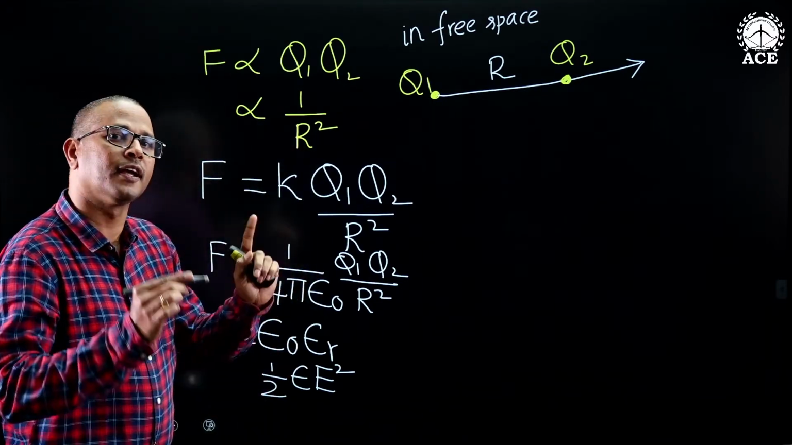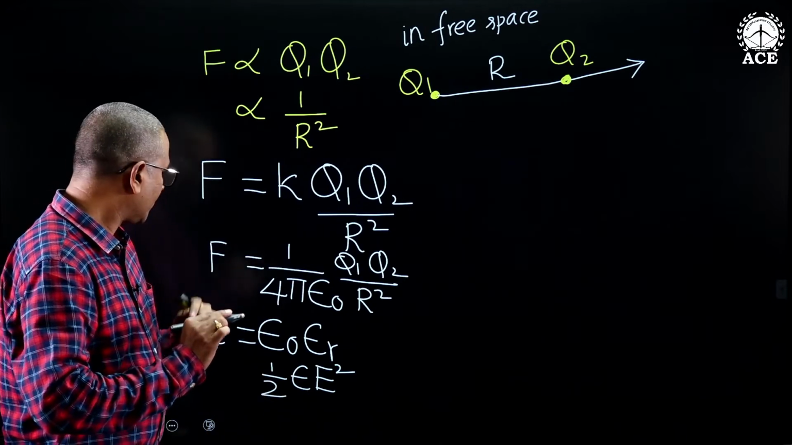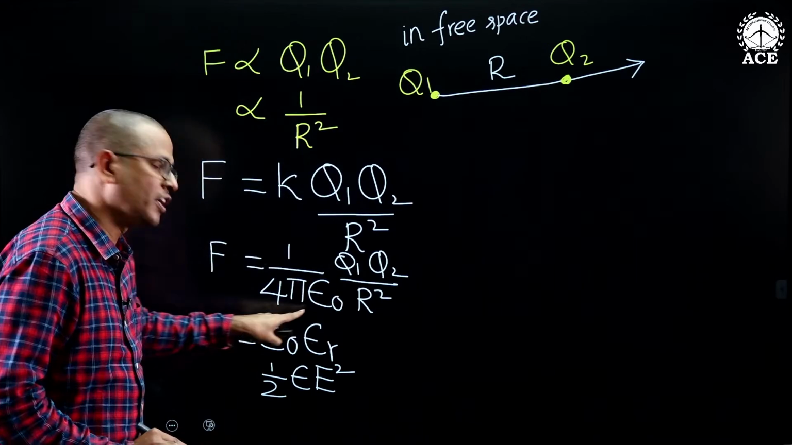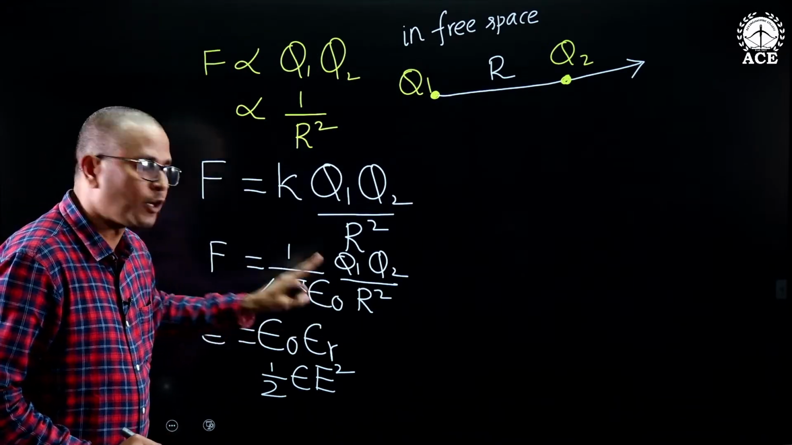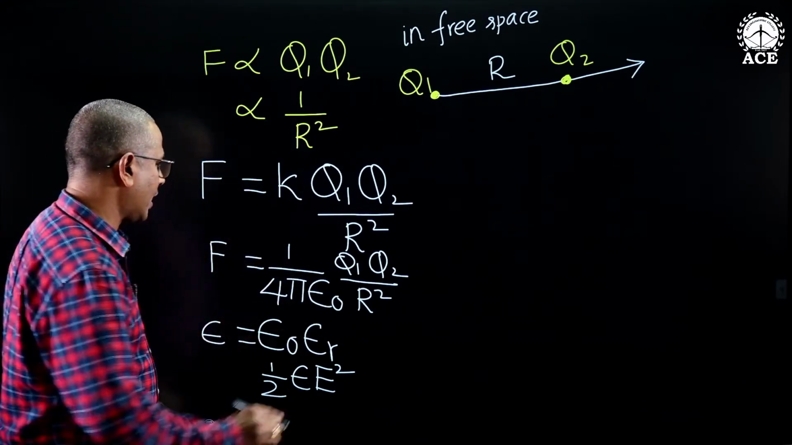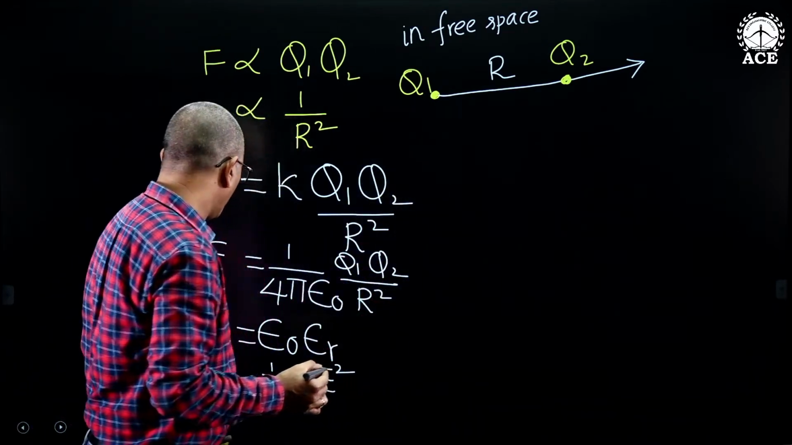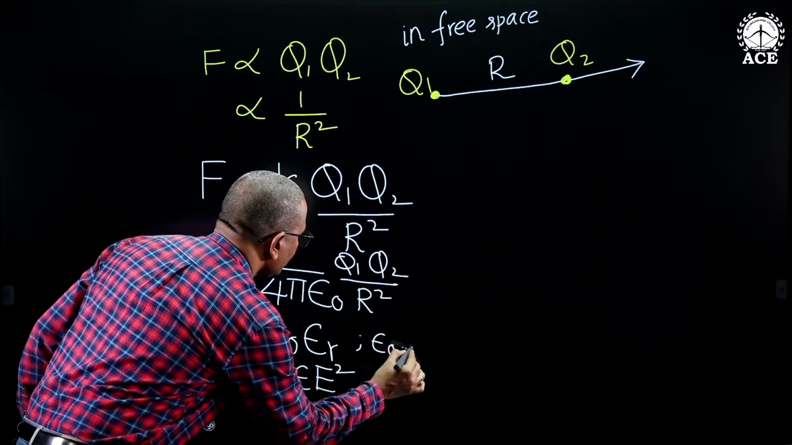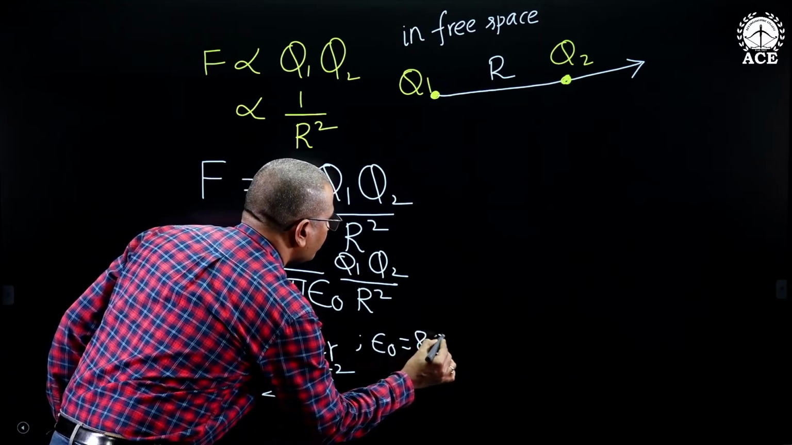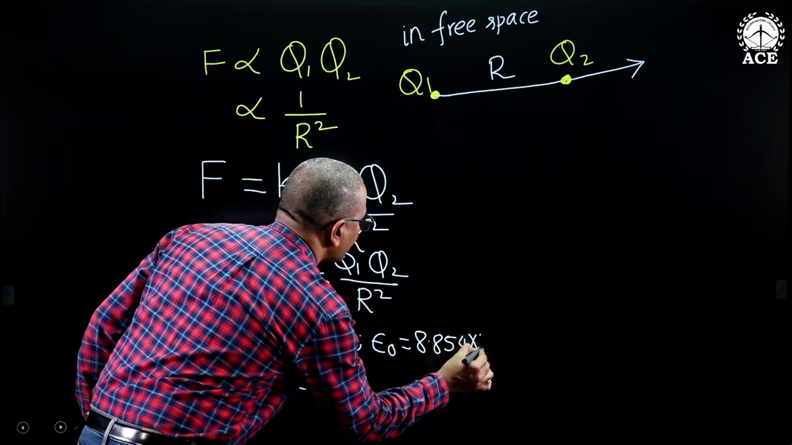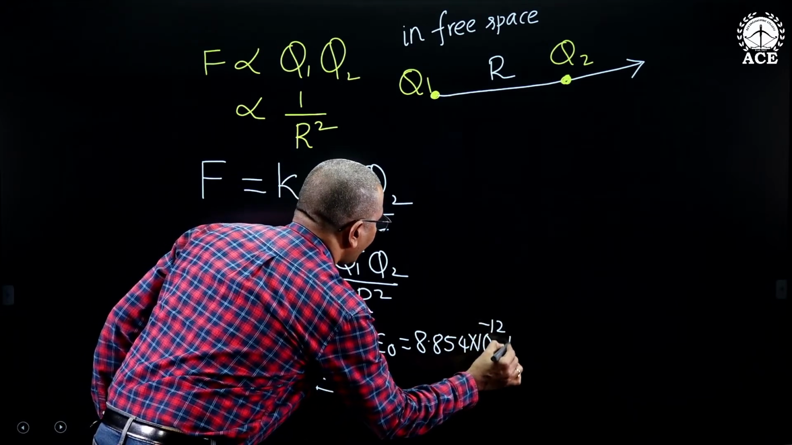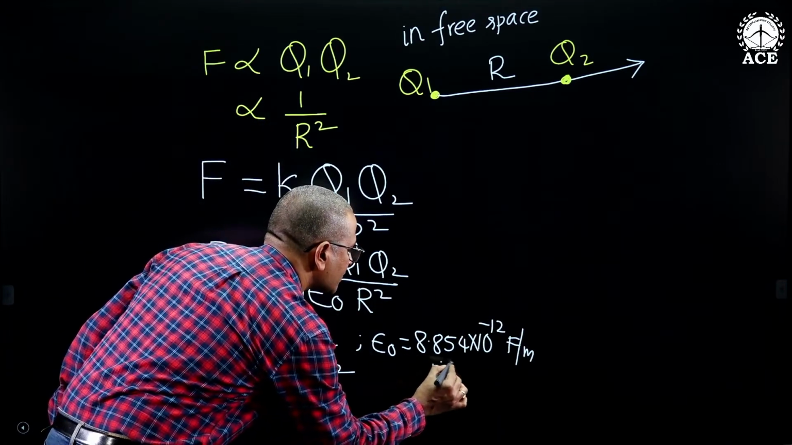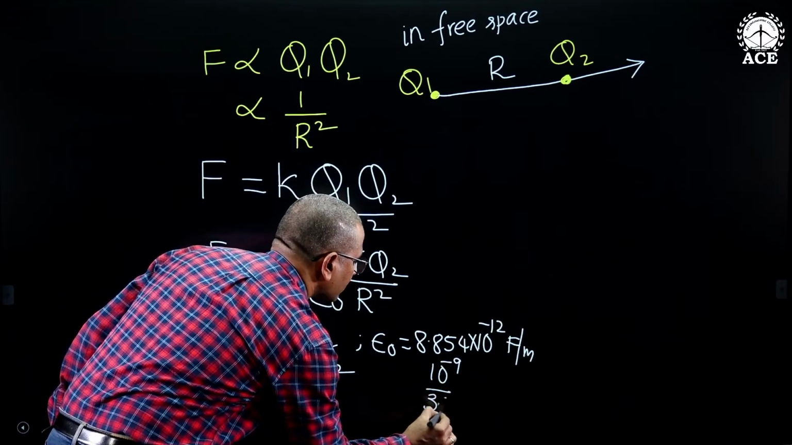In any other medium, the velocity will be less than the velocity of light. Let us come to this. As epsilon r is 1 for free space, we take 1/(4 pi epsilon naught), a ready-made value we can take directly. Before that, I am just giving you the epsilon naught value. Here, epsilon naught is 8.854 × 10^-12 farad per meter, or we have the equivalent 10^-9/(36 pi). This also we can take.